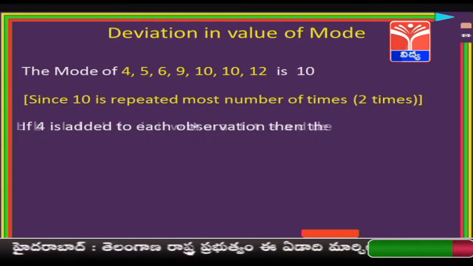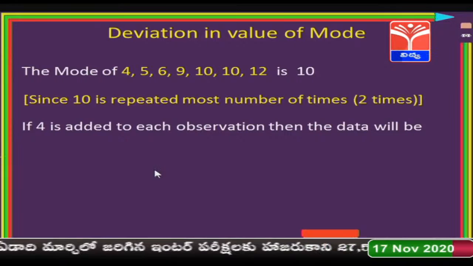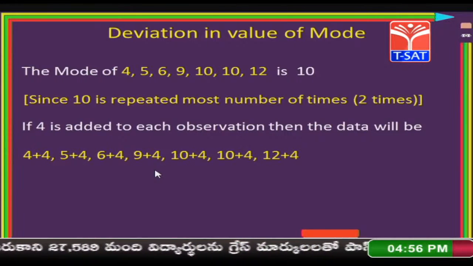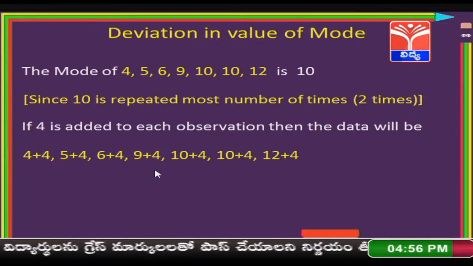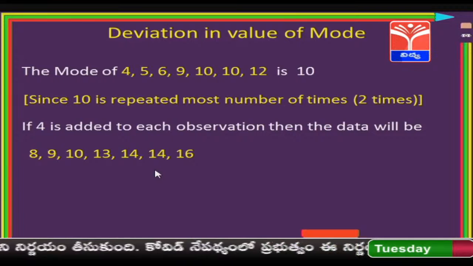Now we are going to add 4 to each observation. So to each and every observation we add 4. What is going to happen? You get 4 plus 4, 5 plus 4, 6 plus 4, 9 plus 4, 10 plus 4, 10 plus 4, 12 plus 4. So the values are 8, 9, 10, 13, 14, 14, 16.